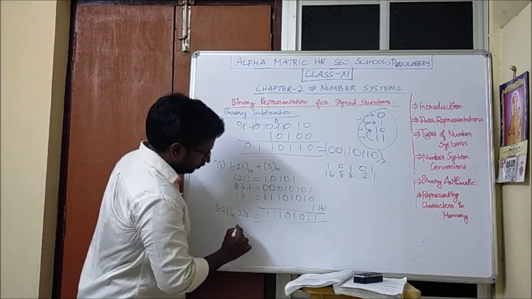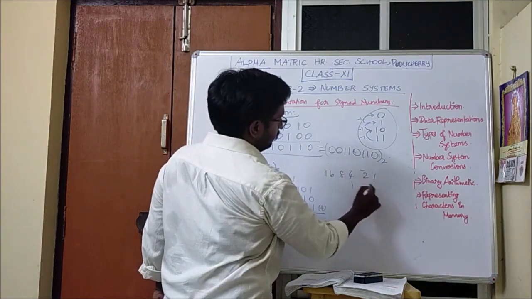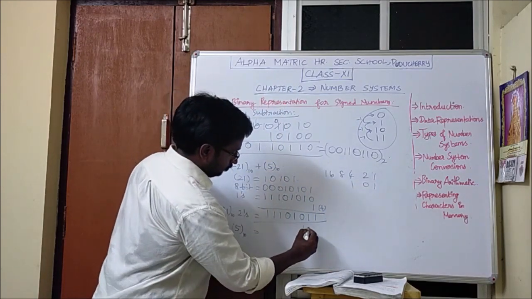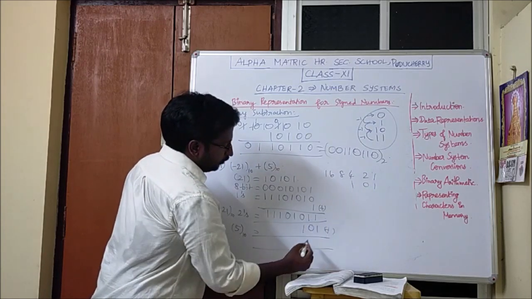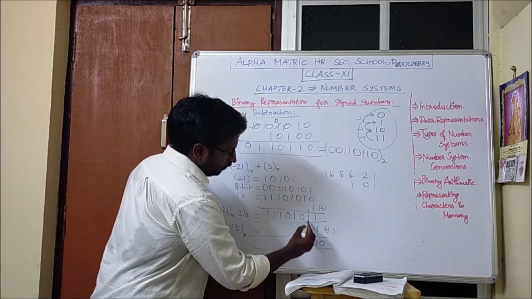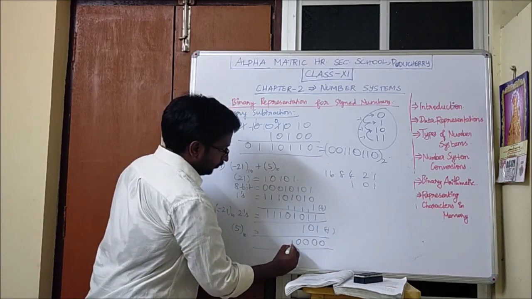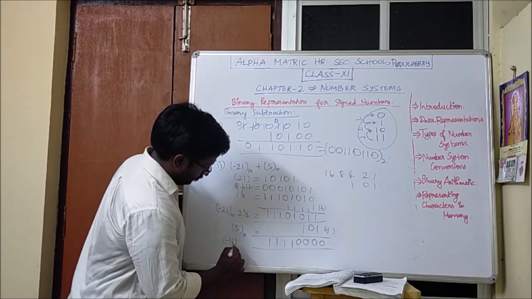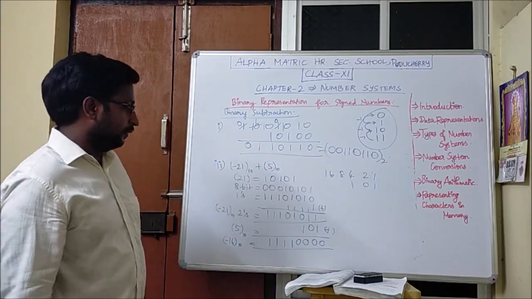Then we have to find the value of 5, the binary equivalent. For 5, we need just 4 and 1, so 101. One plus 1 is 10. Again we carry 1, plus 1 is 10. Again 1 plus 1 is 10. Here it stops. 1 plus 0 is 1. The remaining digits are the same. This is the value for minus 16.